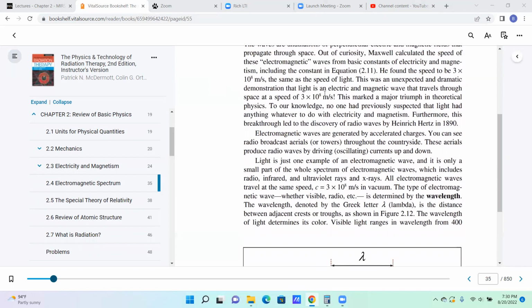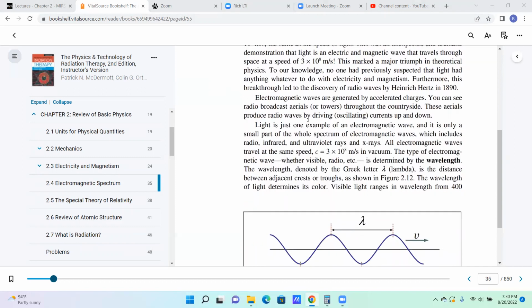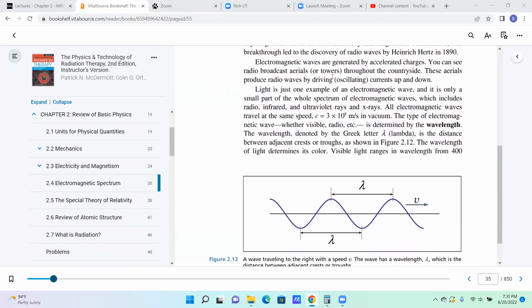This was unexpected and a dramatic demonstration that light is an electric and magnetic wave that travels through space at this speed. This marked a pretty big triumph. Nobody had ever previously suspected that light had anything whatsoever to do with electricity and magnetism. This ended up leading to the discovery of radio waves. Electromagnetic waves are generated by accelerated charges. You can see radio broadcast aerials or towers throughout the nation.